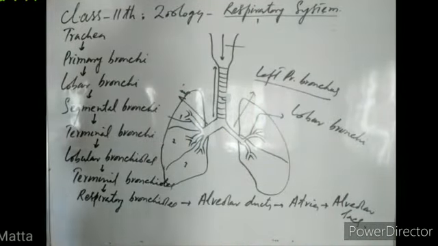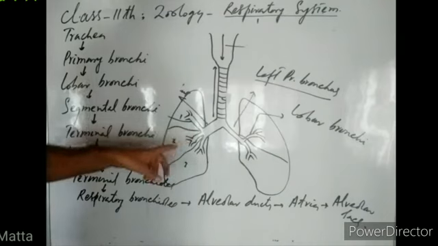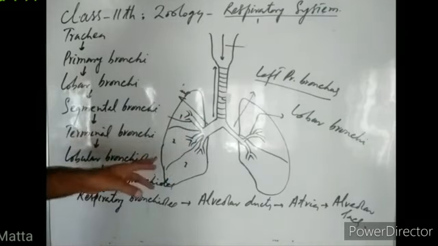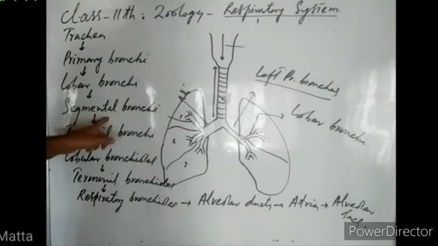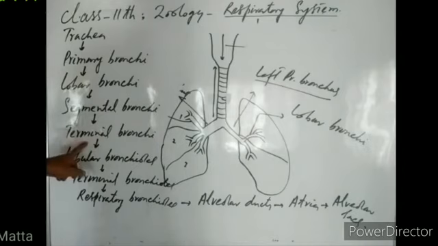So these primary bronchi, when they enter into the lungs, divide into lobar bronchi. Then inside the lungs, lobar bronchi divide into smaller branches known as segmental bronchi. Then segmental bronchi divide into terminal bronchi. Terminal bronchi divide into lobular bronchioles.